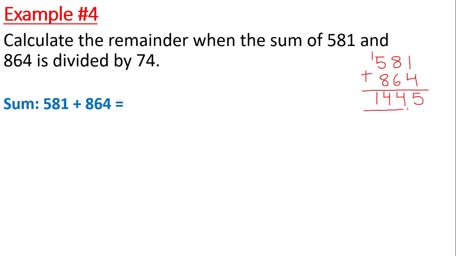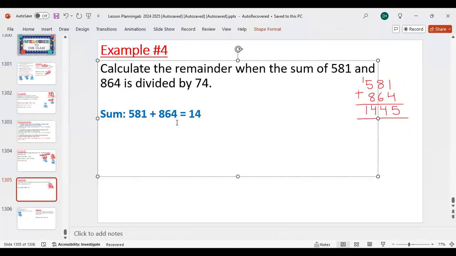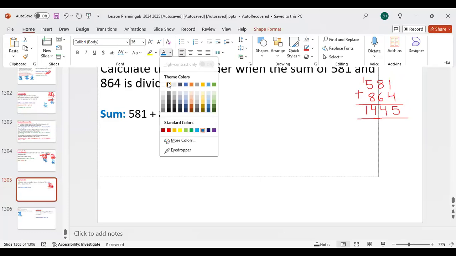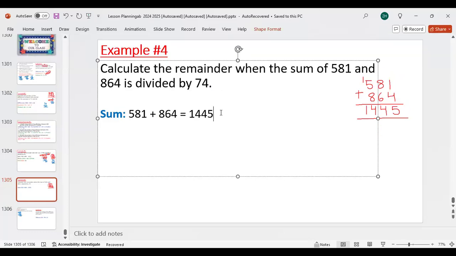Okay. So we have 1,445. Good. That's the sum. Now what do we have to do now? They say the sum is divided by what? 74. So we have to divide, right? Yes. So let's divide.